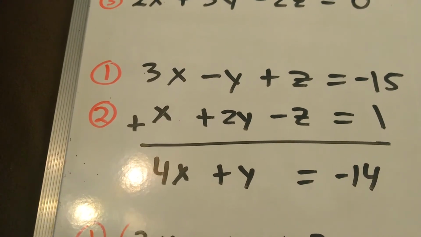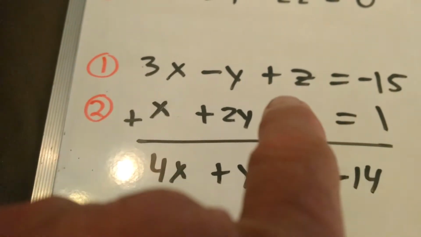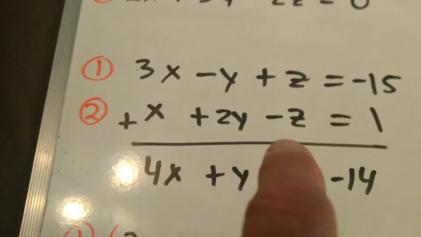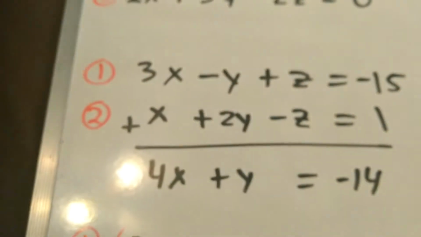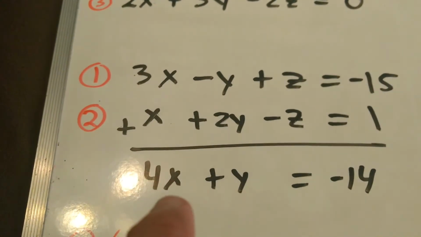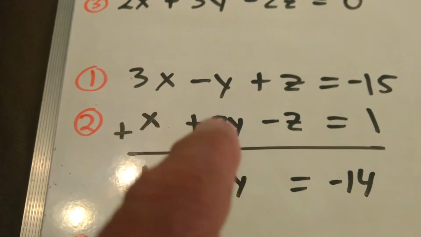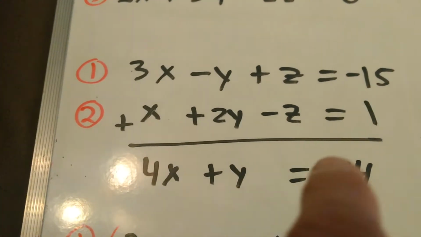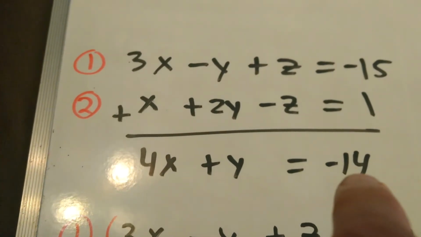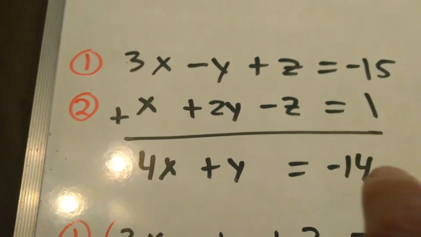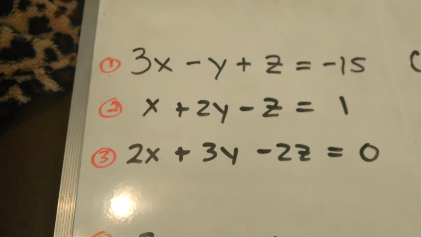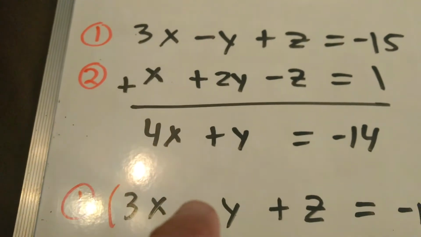I chose equation 1 and 2 because as you can see, if I just add them straight up, I have a positive z and a negative z, which are going to cancel out. So when I add these two equations, I get 3x plus x, which is 4x. I get 2y minus y, which gives me y. And then over here, I get negative 15 plus 1, which gives me negative 14. So there, I want to now add two different equations from the three to get a second equation with x and y.